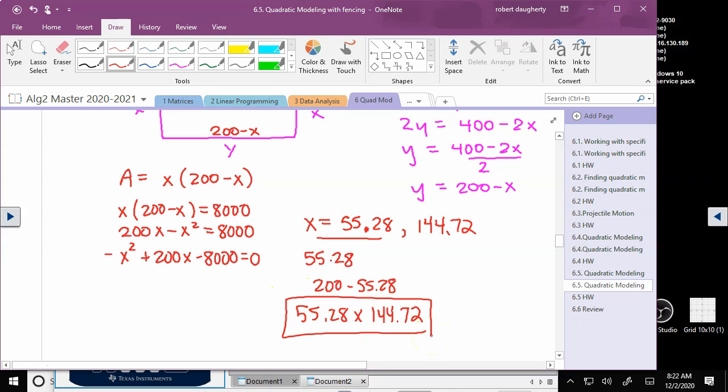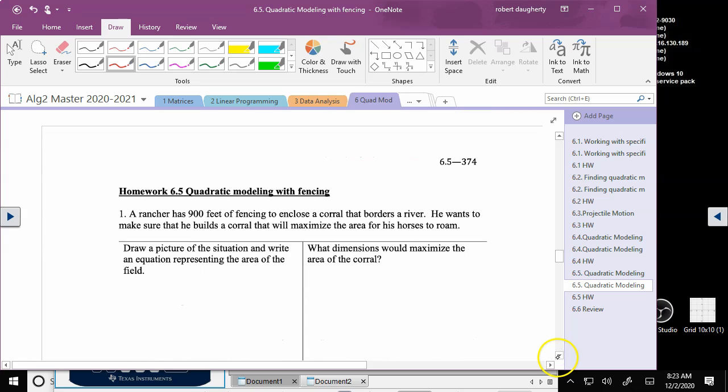Okay? If you were to use the other value for X, when X is equal to 144.72, then you know that Y is going to be 200 minus that, and that's going to be equal to 55.28. So you get the same dimensions. There's only one possibility here, okay? Even though I got two answers, they worked out to giving me the same dimensions of the field, okay? So 55.28 by 144.72 would be the dimensions. And that should take us up into the homework.